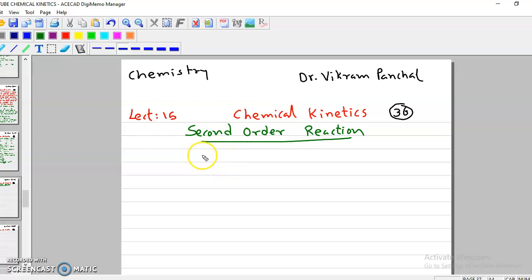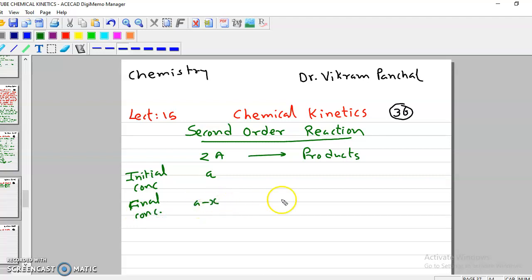We take a common reaction, 2A gives products. Here the concentration of reactant will be the same. If there are two different reactants, we will consider the same concentration of A and B. Here the initial moles or initial concentration, let us say, is small a, and the concentration at the final stage we write as a minus x, meaning x amount is used up.